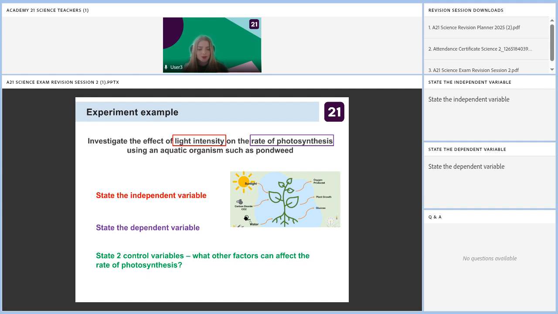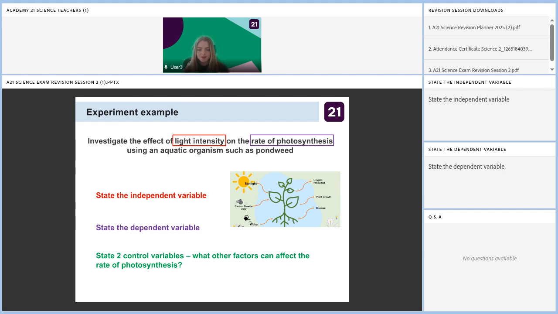So some control variables. So feel free to have a think about it. If you have any ideas, let me know in the chat as well. And then we'll go through some of them in just a moment. So any control variables, things we need to keep the same. If you're struggling as well, feel free to use the diagram to help you. That might give you a bit of a reminder.